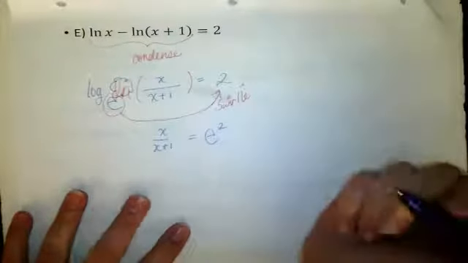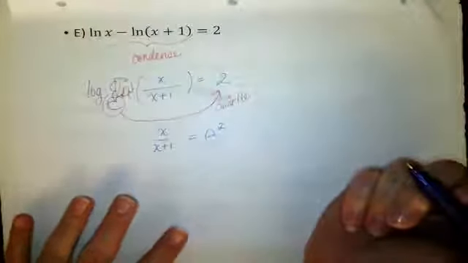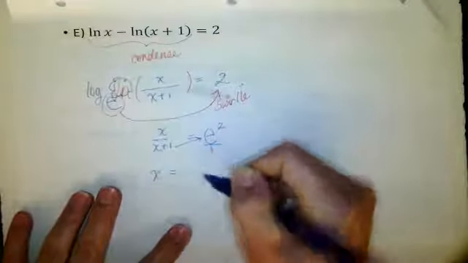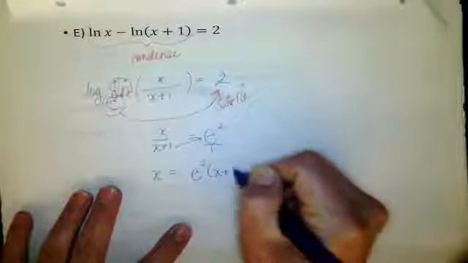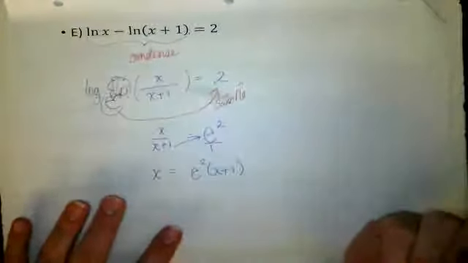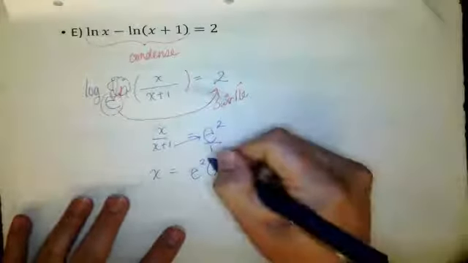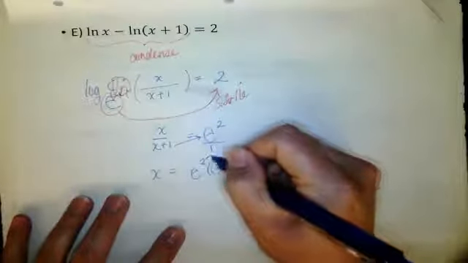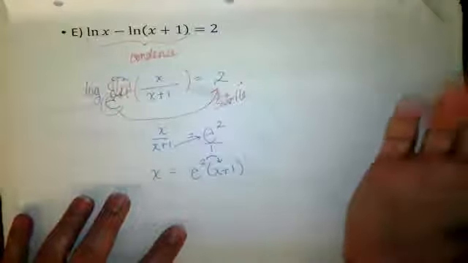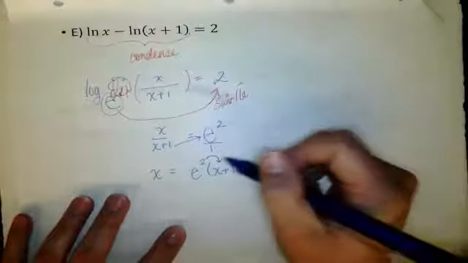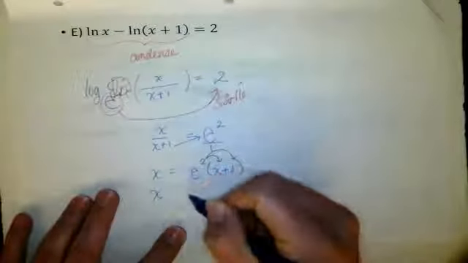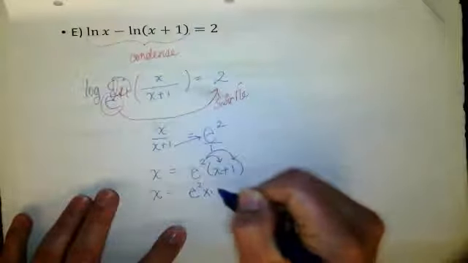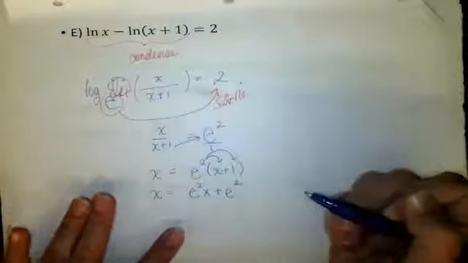How do you solve this? Cross multiply. Yes, very good. So we have x equals e squared times the x plus 1. What should I do with the e squared? Definitely. It's just a number, like 7.3-ish. What should we do with it? Distribute it. Absolutely. Let's distribute it. e squared x plus e squared.